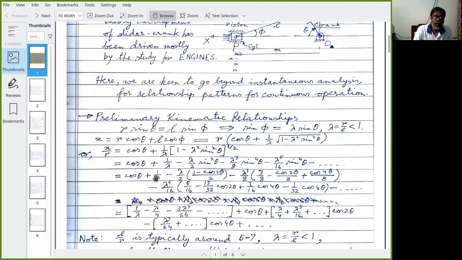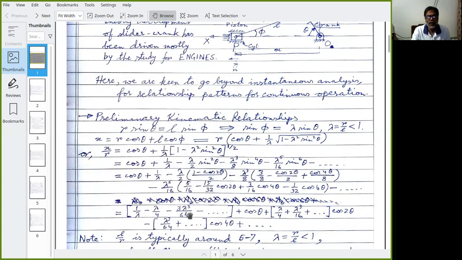Anyway, now you organize this expression as: take all the constant terms, 1 by lambda from here, minus lambda by 4 from here, minus lambda cube times 3 times lambda cube by 64, and so on. Then the cos theta terms together, only one cos theta term. And then cos 2 theta terms: one from here you get plus lambda by 4, then one you will get from here plus lambda cube by 16, and one you will get from next, and so on. Similarly, cos 4 theta terms you can collect.